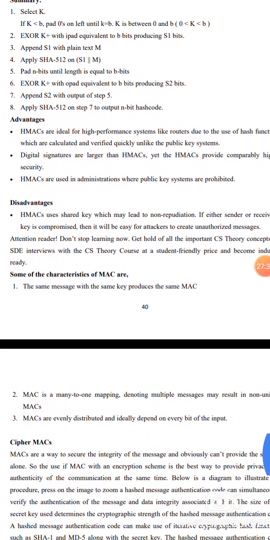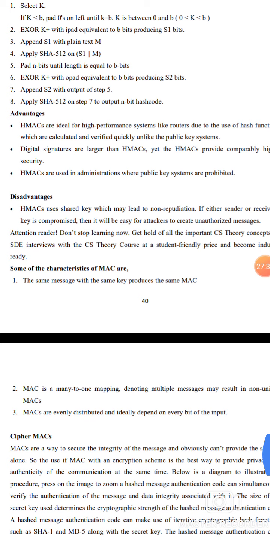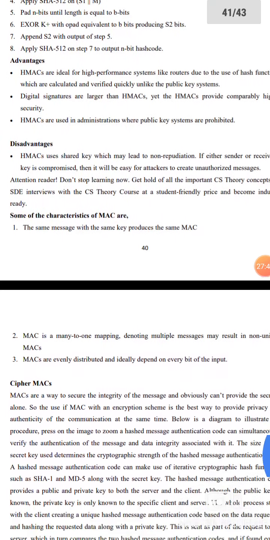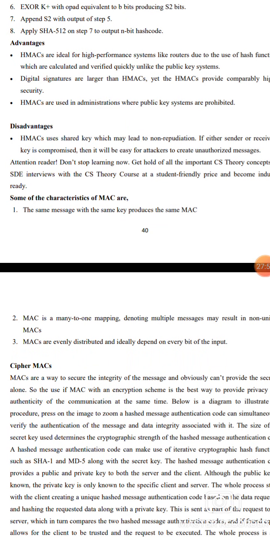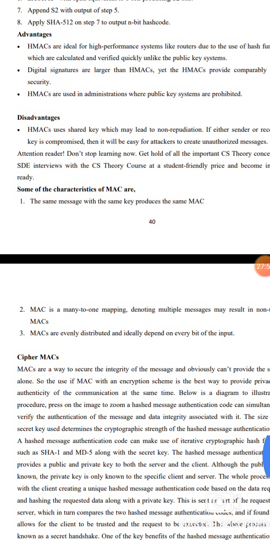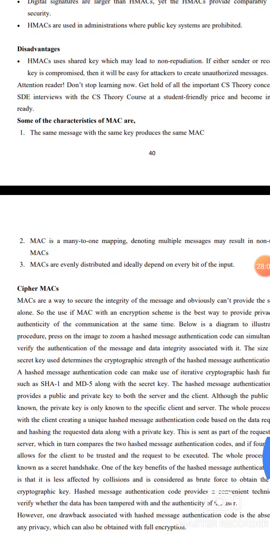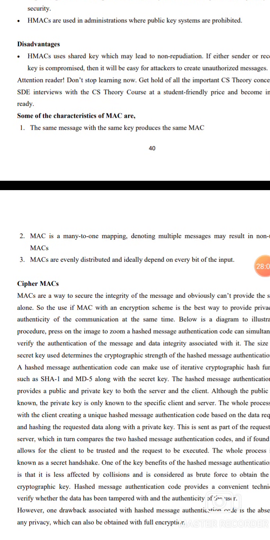Advantages: a high performance system, HMAC. HMAC is faster than the digital signature. HMACs are used in administrations where public key systems are prohibited. Disadvantages: HMAC uses a shared key, which may lead to non-repudiation problems. If either the sender's or receiver's key is compromised, it is easy for an attacker to create unauthorized messages.